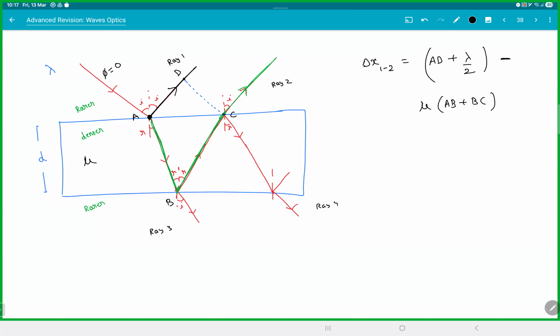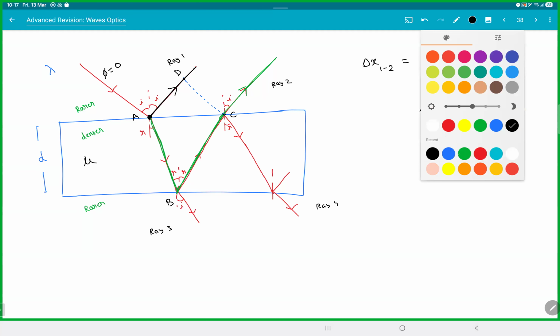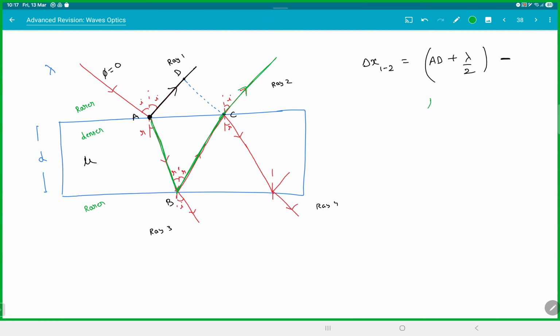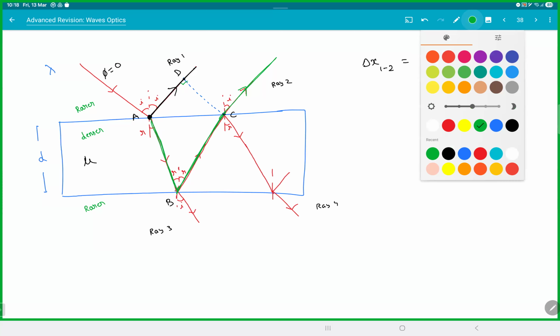The green one is traveling inside the slab. So I'll choose the same colors, mu into AB plus BC. Are you getting the path difference? Ray 1 and ray 2 both start from point A. This will reflect, and this will go inside and come outside. So the path difference is up to point D. This is your path difference.